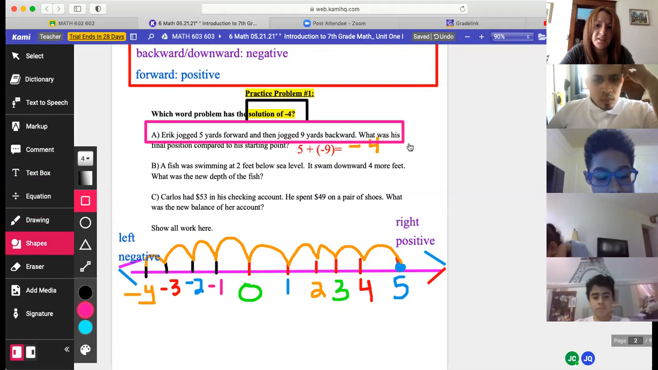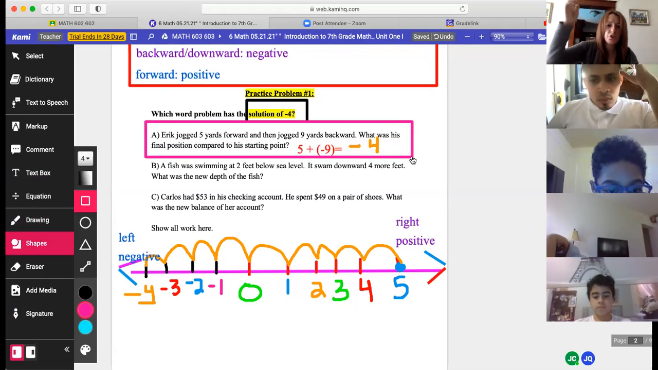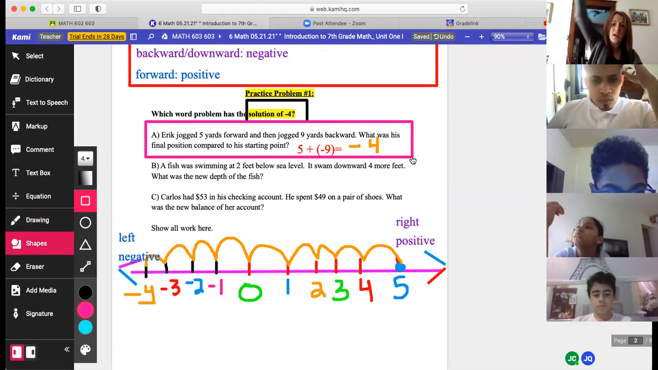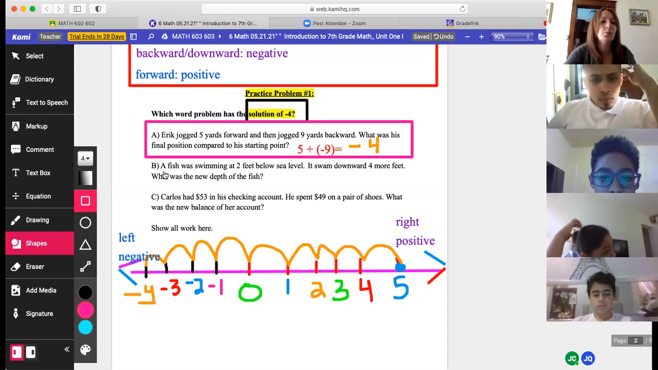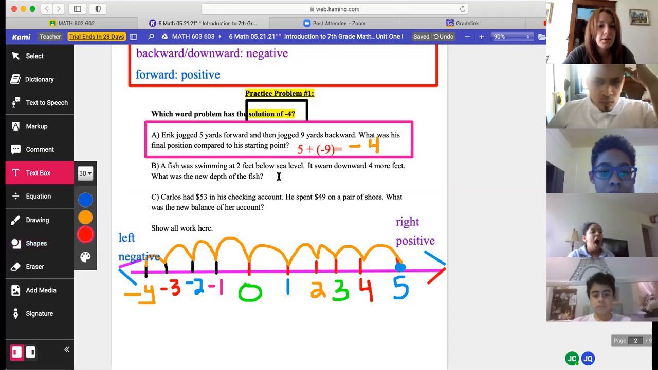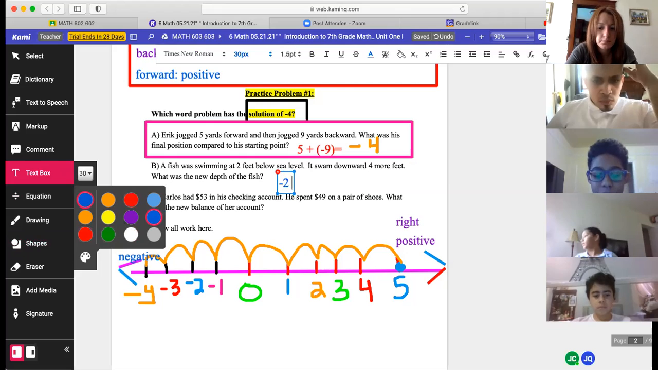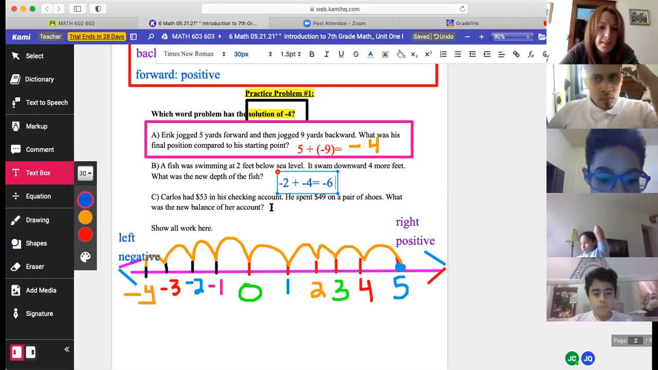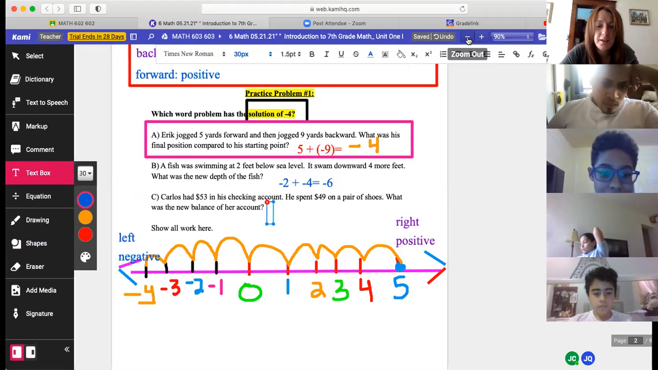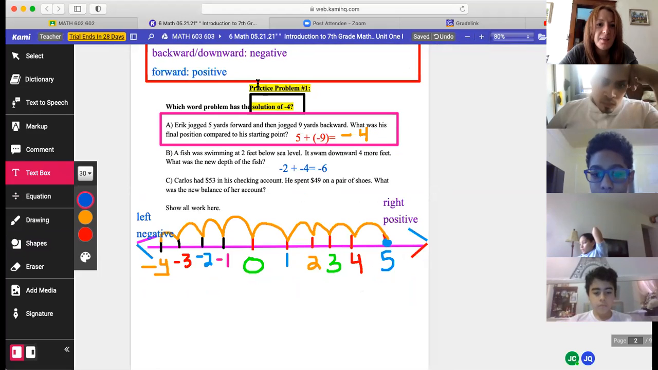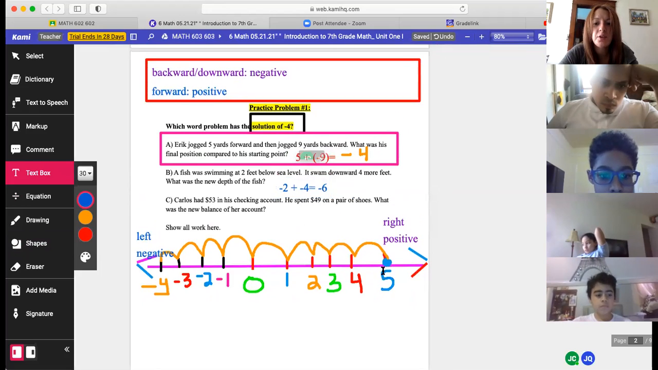So let's do B. B says this, just so I'm going to help you out. You start negative 2 feet below, and then you go down 4 more. What's the number sentence? That would be negative 2 plus negative 4 is what? Negative 6. Good. So I'm going to repeat that: whatever I have written here, you need to have. You need to have the words positive, negative, downward, upward, forward, and you need to have these number sentences and the number line in order to get credit for each question.